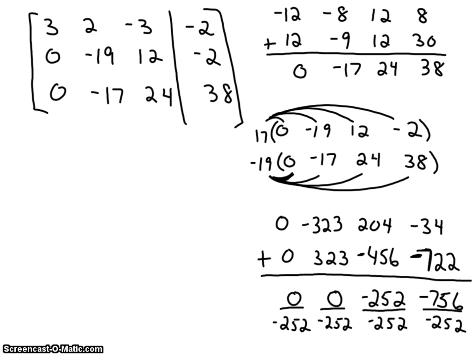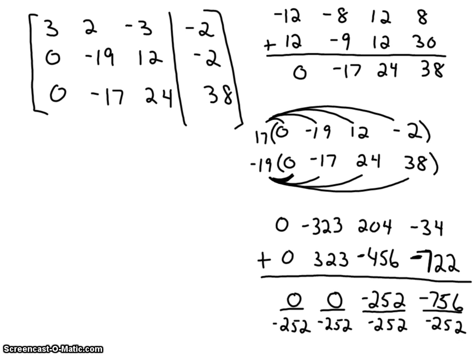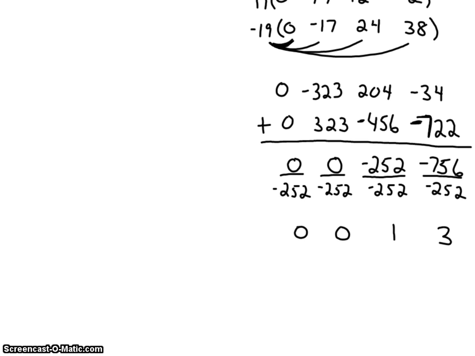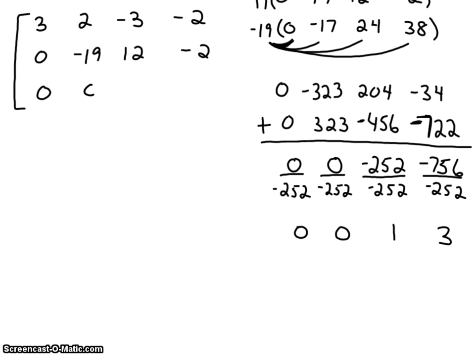So here's where we were, in the upper left-hand corner of your screen. Rows 1 and 2 will stay the same. Row 3 is going to get replaced with what we just found. Okay. So rewriting our matrix, row 1 stays 3, 2, negative 3, negative 2. Row 2 remains 0, negative 19, 12, negative 2. And row 3 now becomes 0, 0, 1, 3.